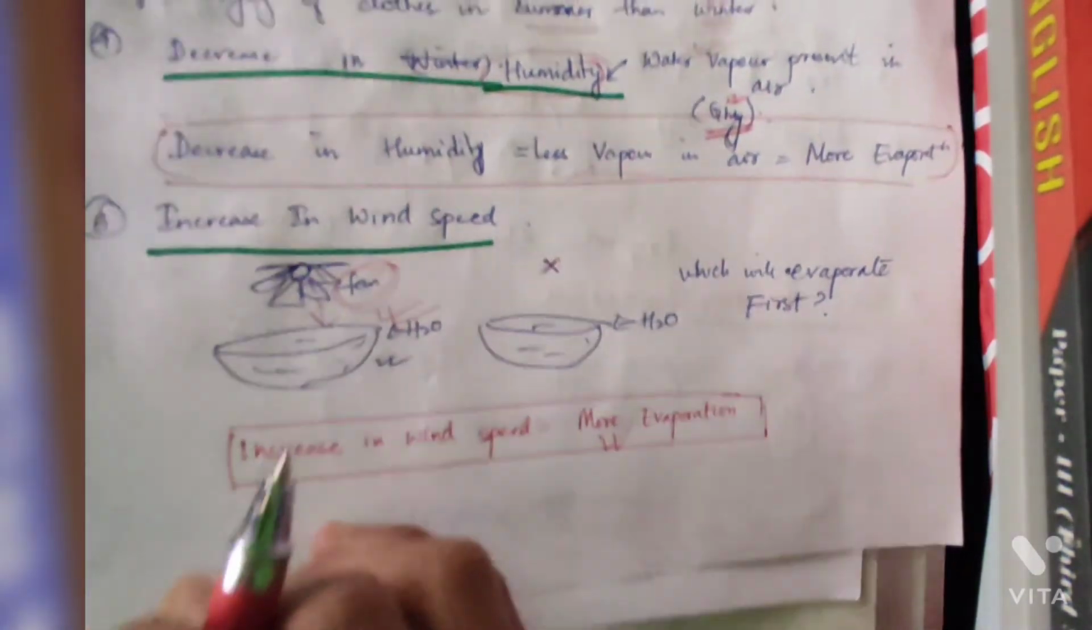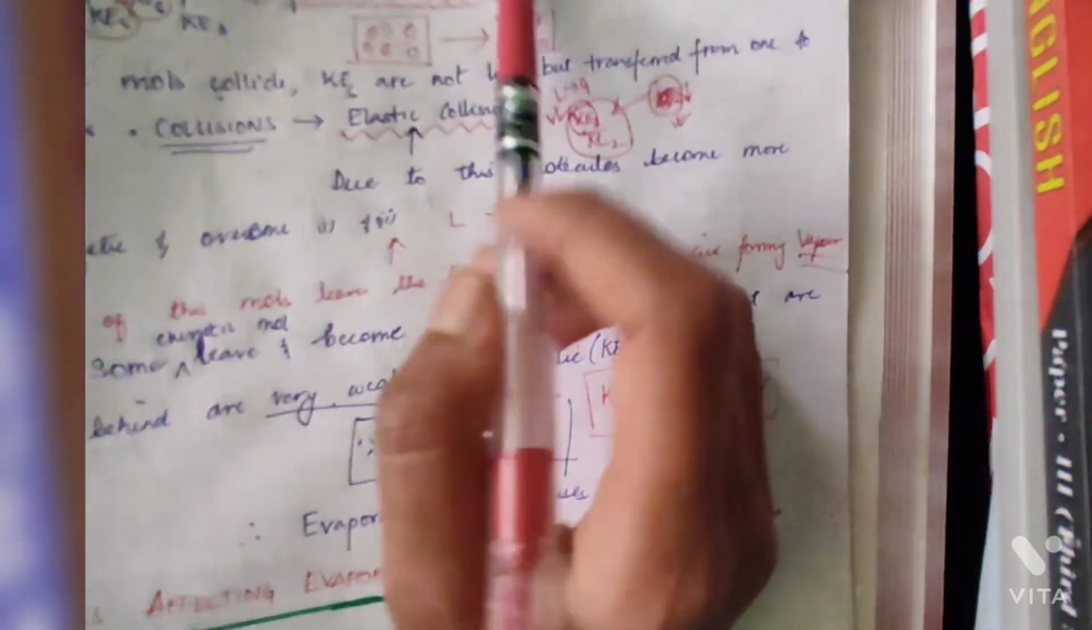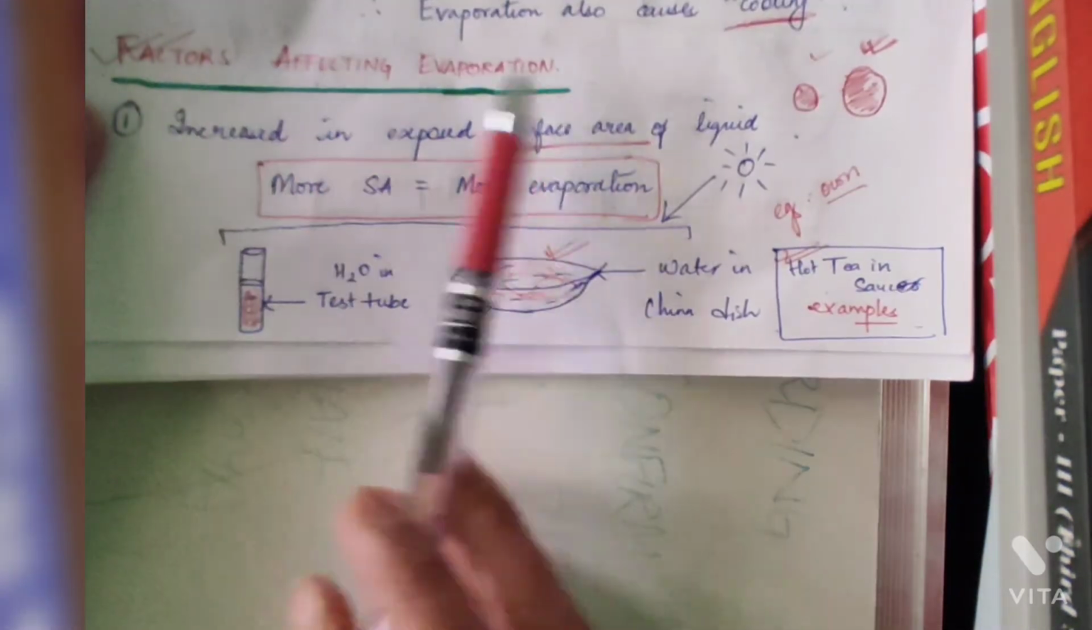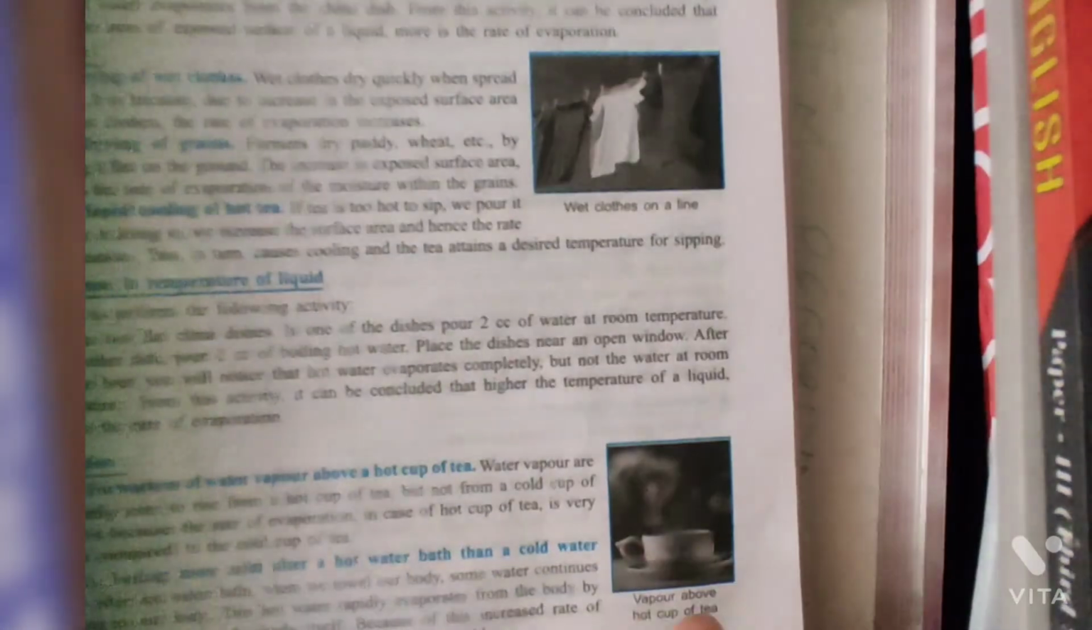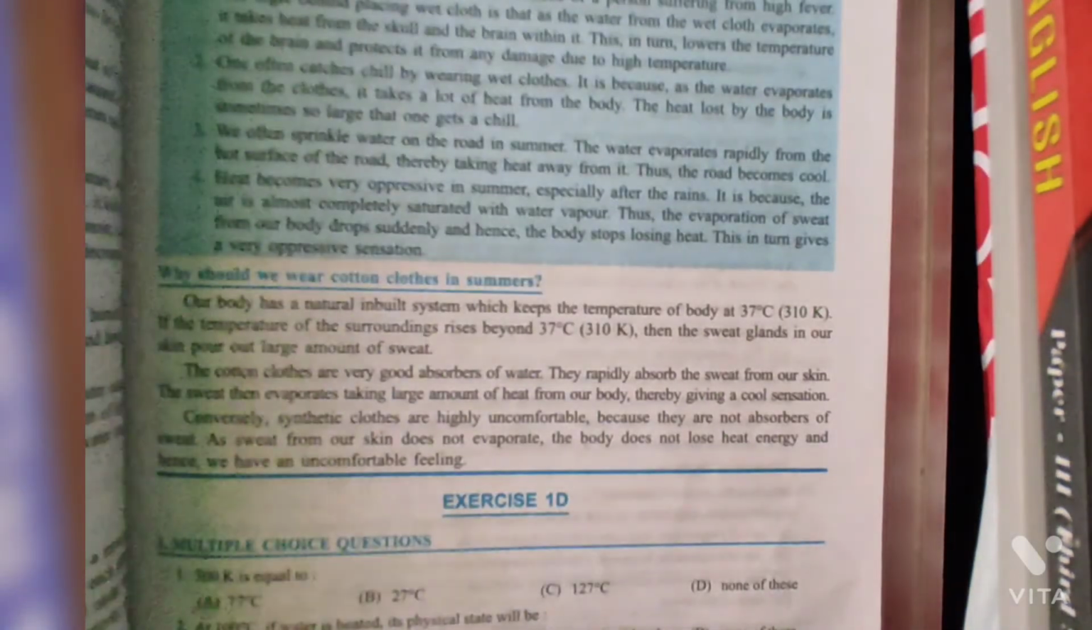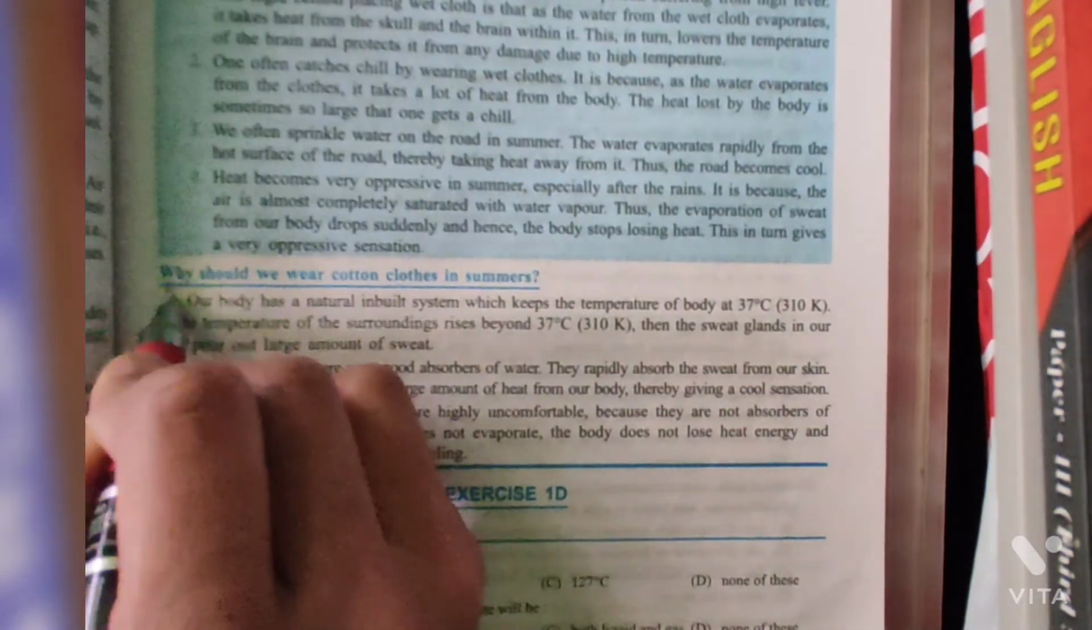Now, today I have already discussed what evaporation is, the explanation of evaporation based on molecular theory, and the factors affecting evaporation. Please go through them. There are examples here, and I want you guys to read those examples. These things are not very hard, so you will understand. Then we will discuss why we should wear cotton clothes in summer.